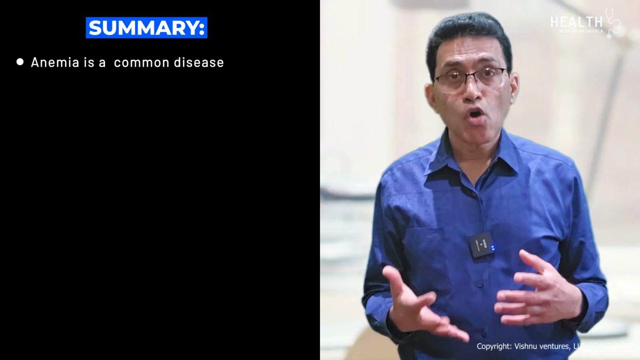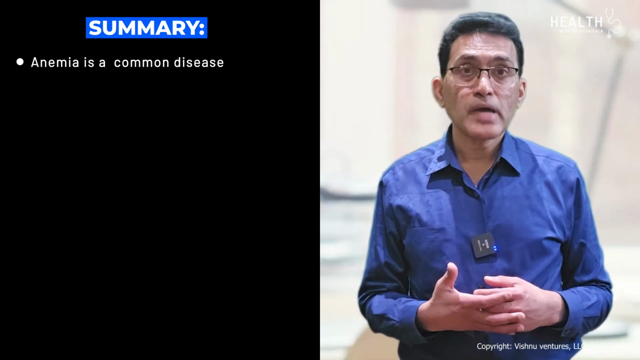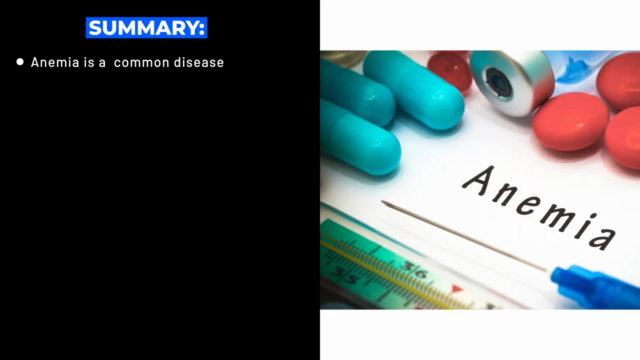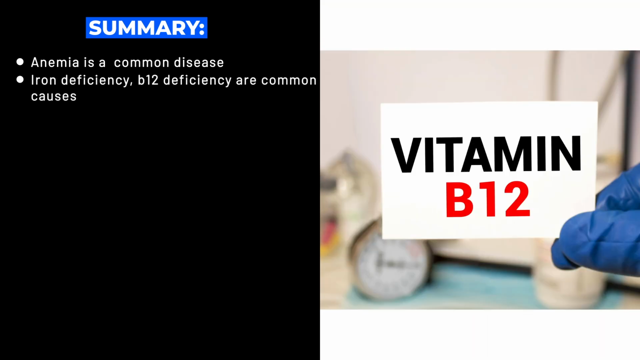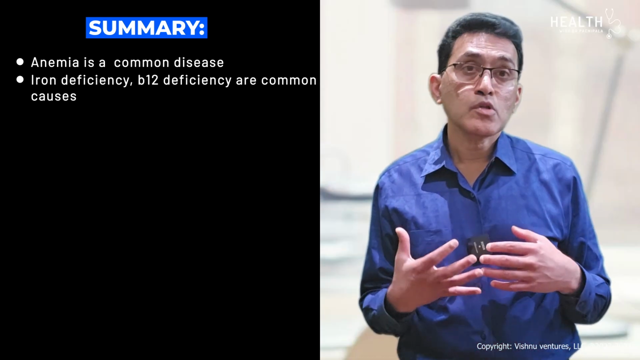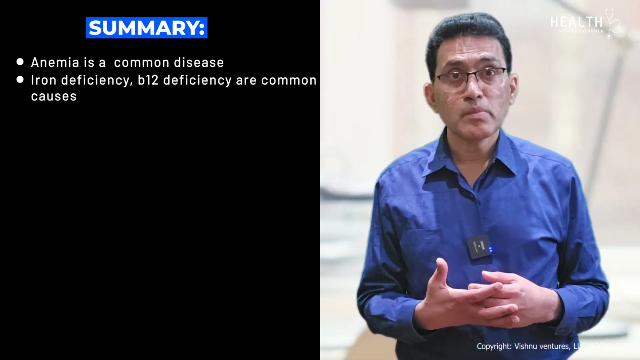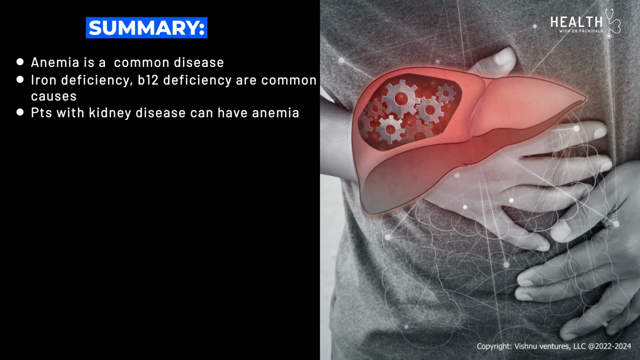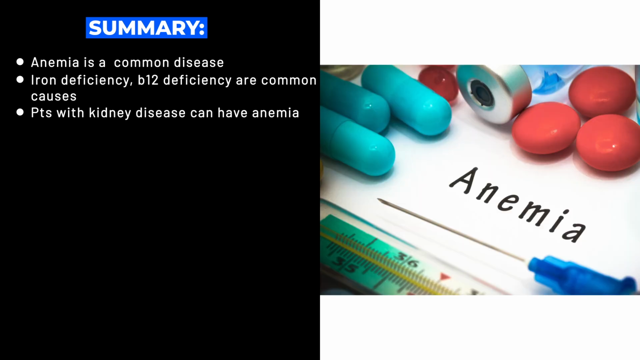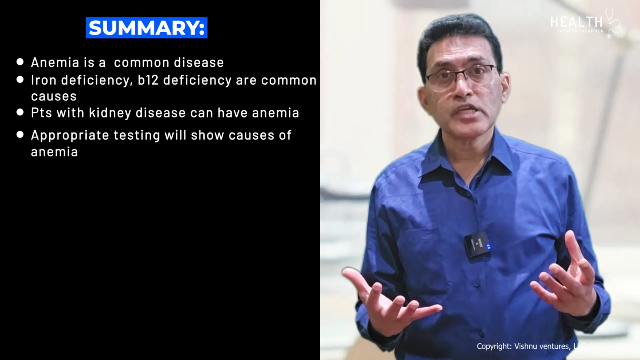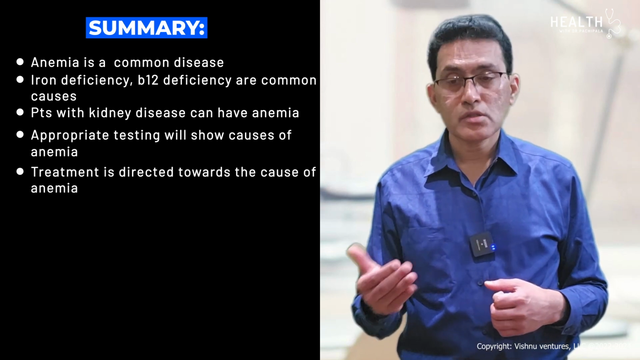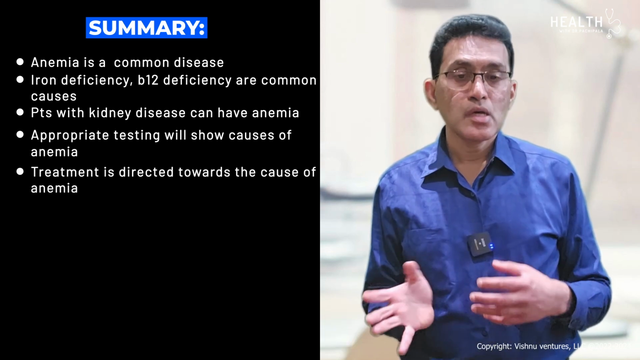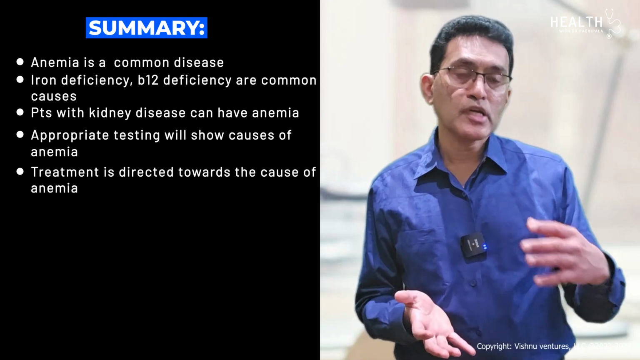In summary, anemia is a very common disease that we see in clinical practice, and we differentiate anemia based on the size of the cells. Iron deficiency anemia, B12 and folic acid deficiency are some of the most common causes that we see in clinical practice. Sometimes people have kidney disease and they have anemia. That is also very common. We order a bunch of tests to get to the diagnosis, and once we find the diagnosis, we treat the cause. We treat what is causing the anemia, and hopefully with those measures, anemia will get better.